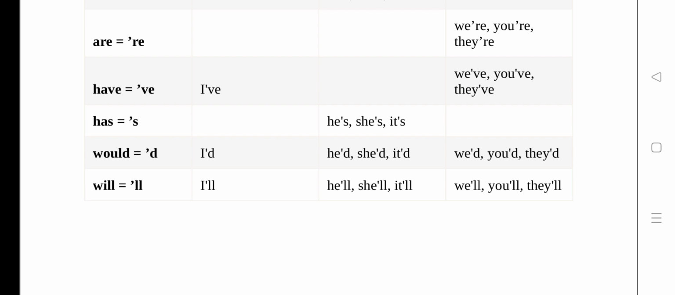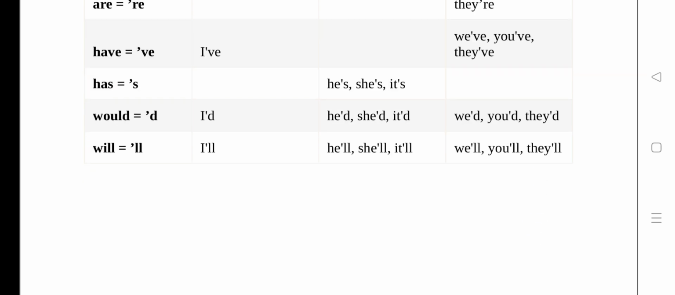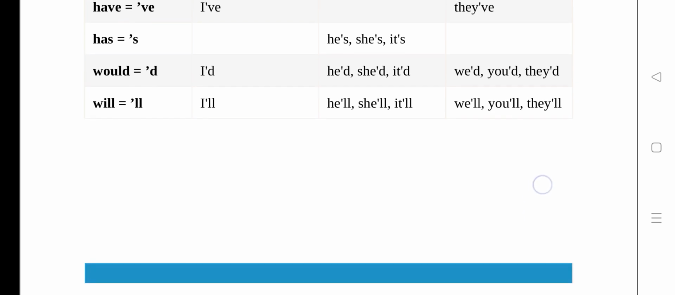It depends on the form of the verb or the tense. So we will discuss it later. It is had or would, with apostrophe d. So he'd, she'd, it'd, we'd, you'd, they'd. And how will we use will? I'll, he'll, she'll, it'll, you'll, they'll. So these are some contractions.